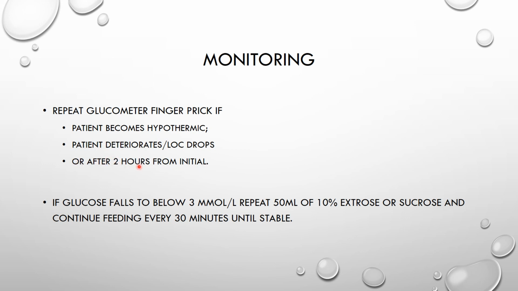This is because we expect a rebound hypoglycemia about 2 hours from the initial one. Then if glucose falls below 3 millimoles, let's say you have repeated the glucometer and you see that it is below 3 millimoles, we repeat 50 ml of 10% dextrose or sucrose, and then continue feeding every 30 minutes until stable. Thank you.